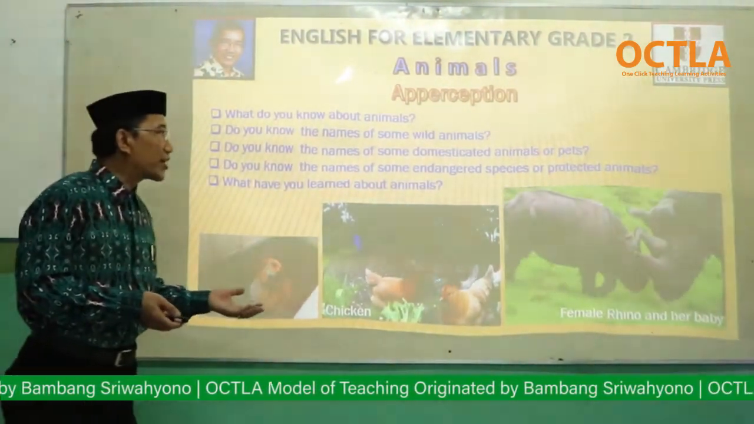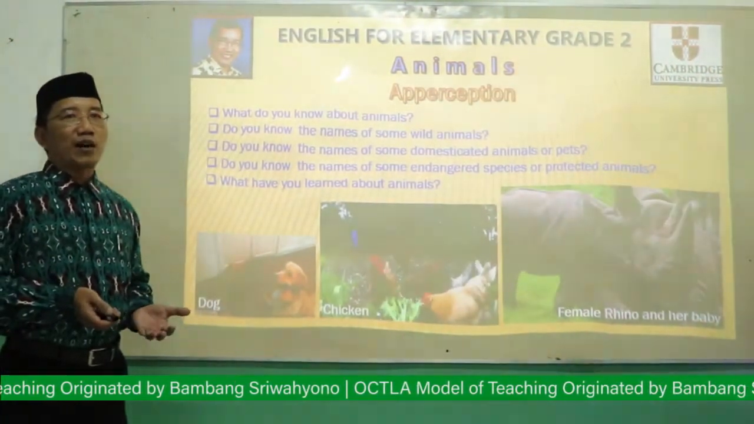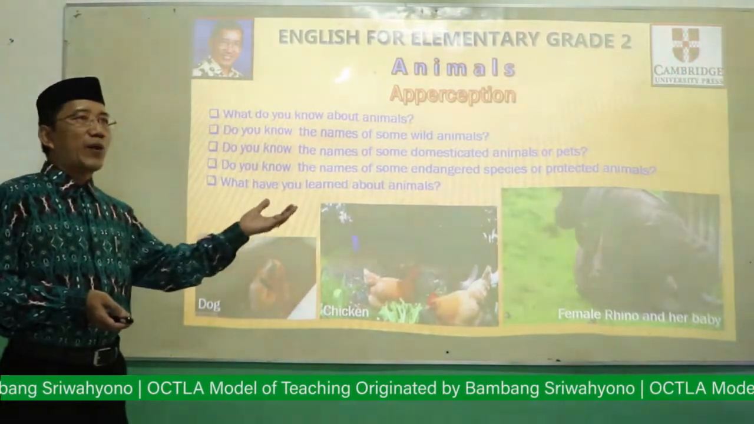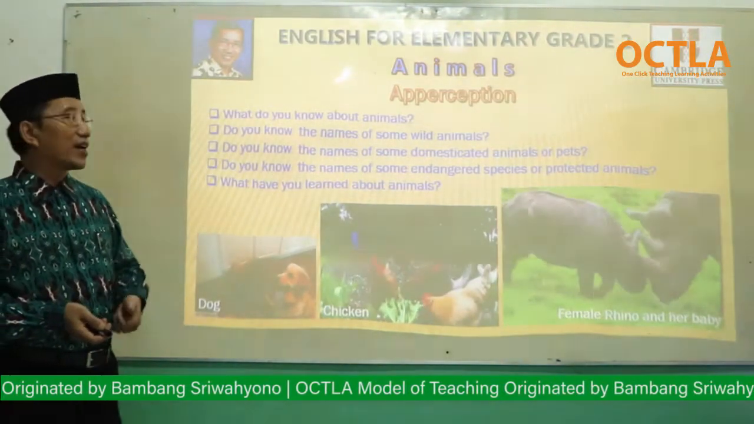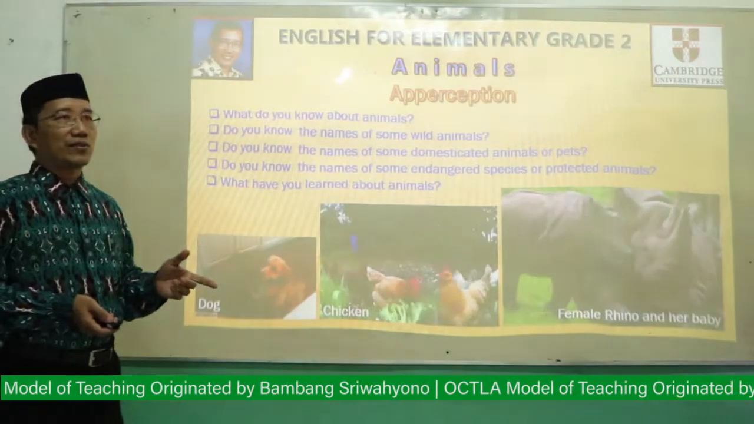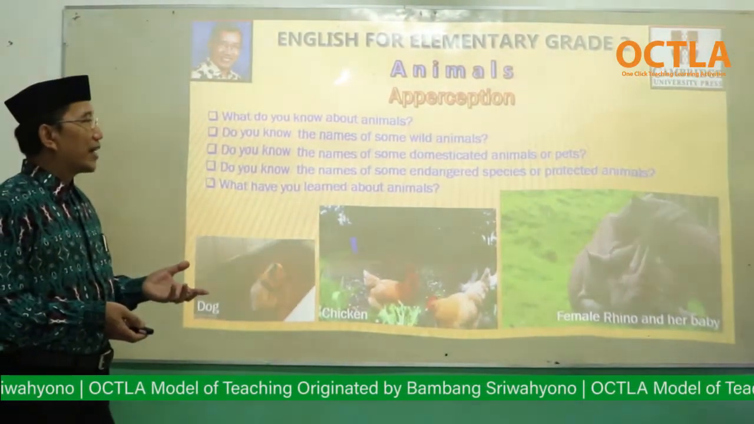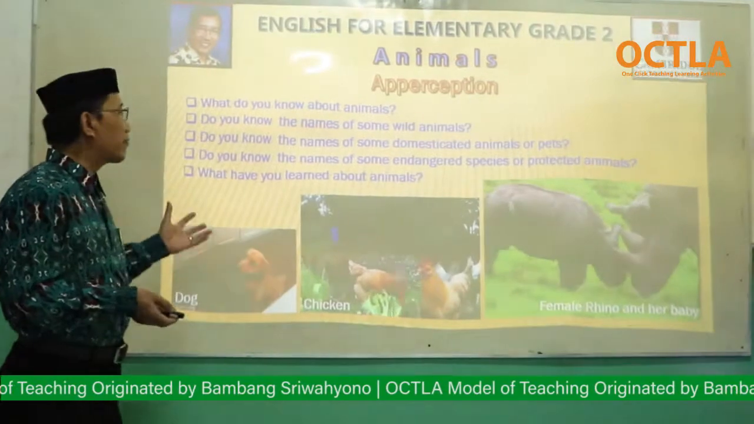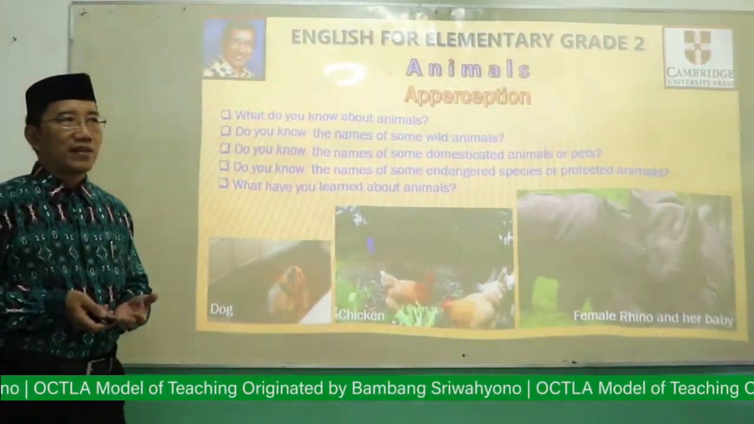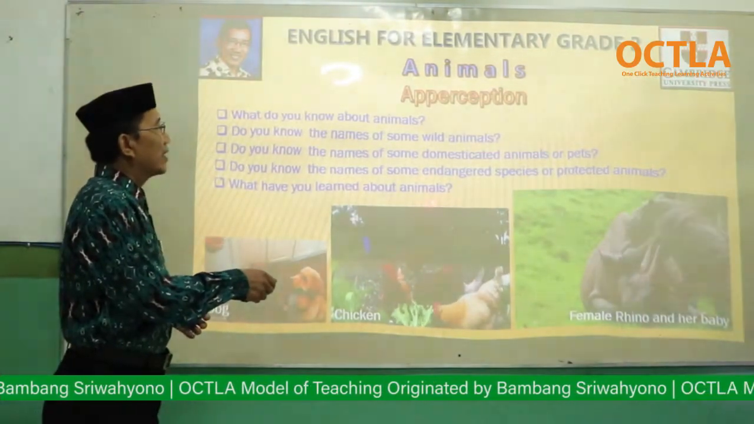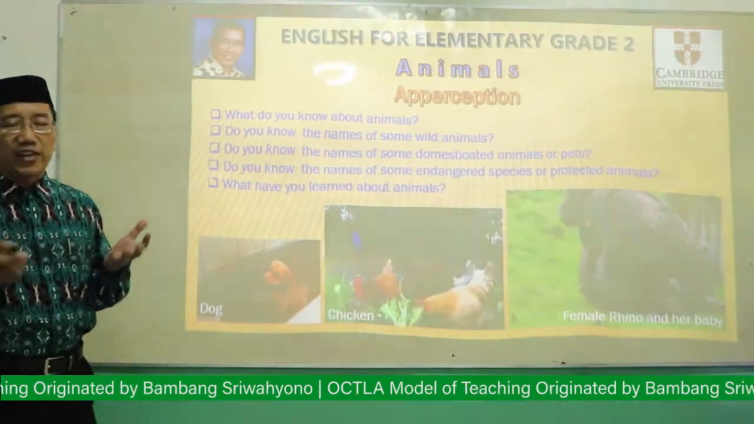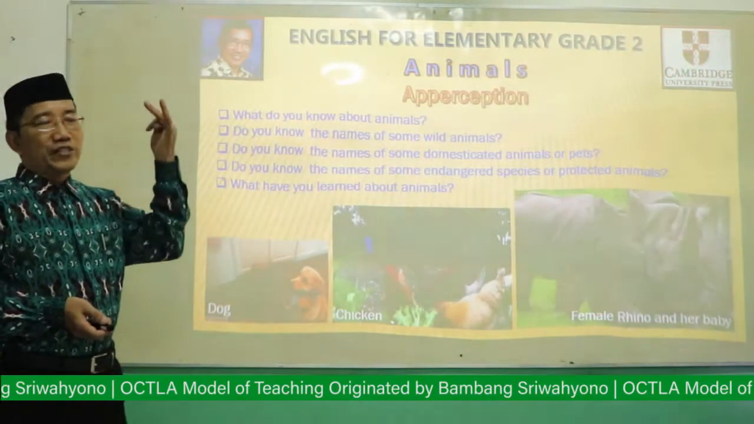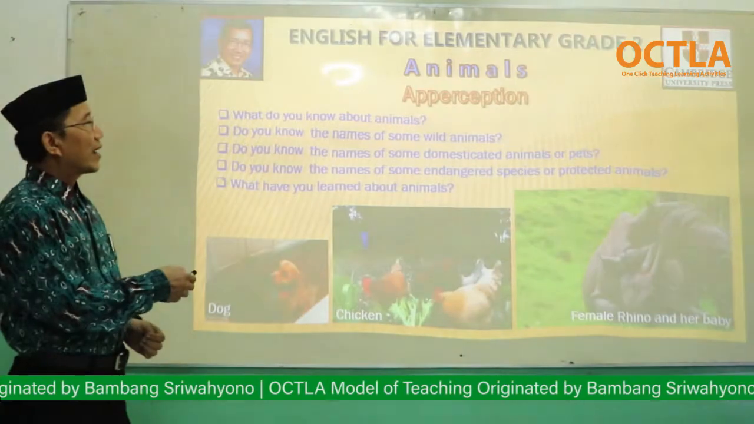Next question, do you know the names of some endangered species or protected animals? Our students maybe also have different answers. One says, well, sir, panda is a protected animal or endangered species. Good. Well, sir, one-horned rhinoceros is also an endangered species. That's right, and so on. And last question, for example, what have you learned about animals? So, whenever all of the questions related to animals, the students have answered based on their experience, based on their prior skill, based on their prior knowledge, and so on. It is called apperception.